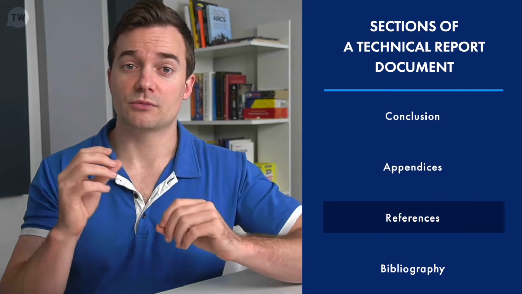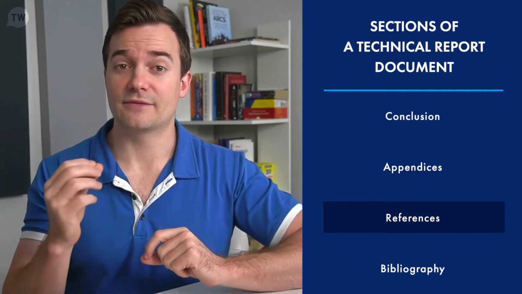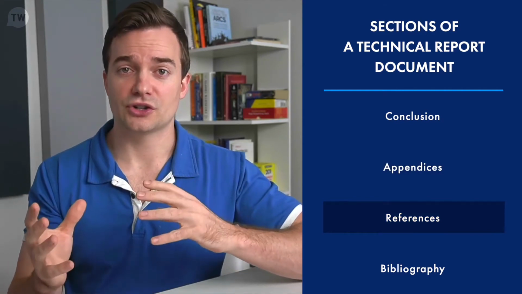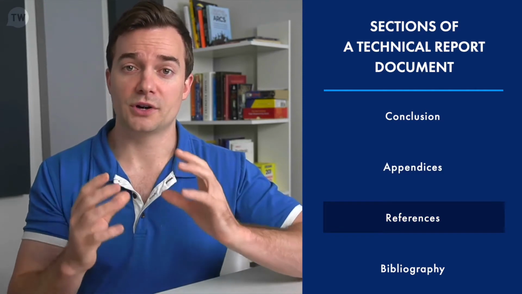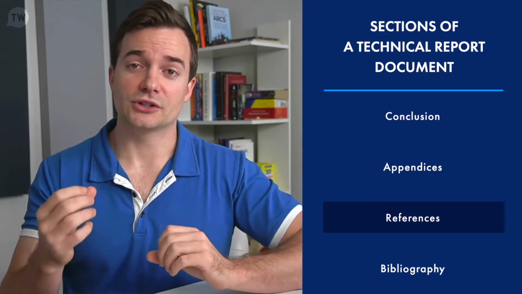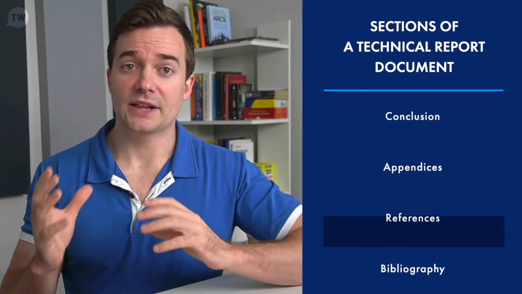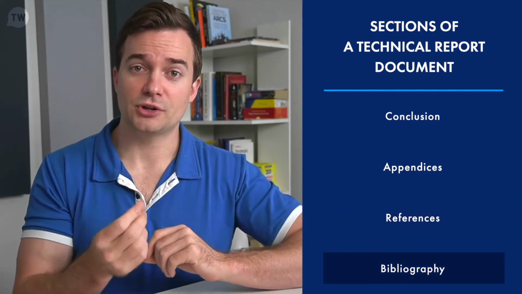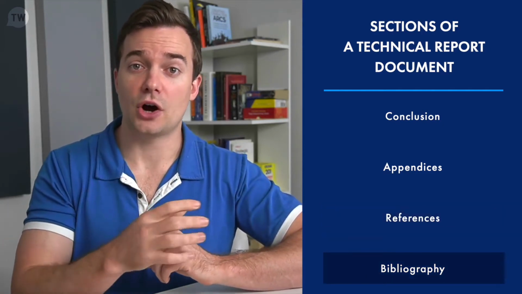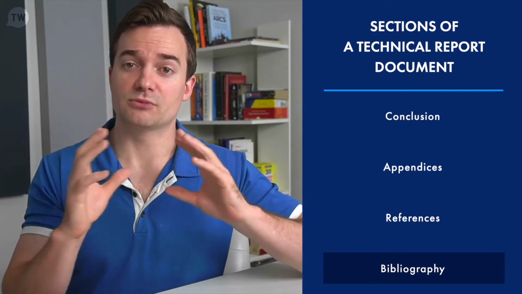The references in which the writer cites the sources they took any data from. These could be technical or scientific journals, published papers, individuals, books, and wherever else the writer took data and research from. And last, we have the bibliography, which is similar to the references in that they mention all the written sources that the writer got inspiration from.